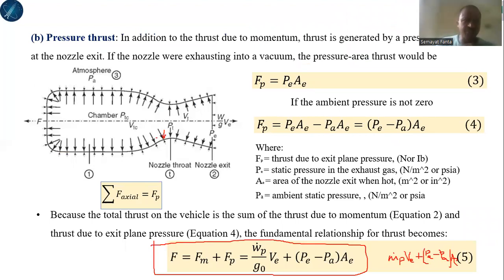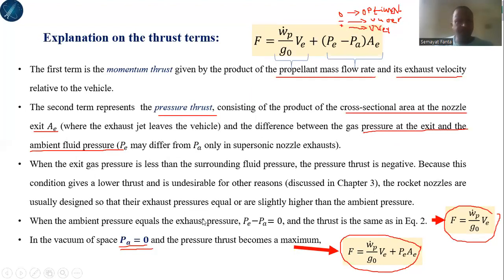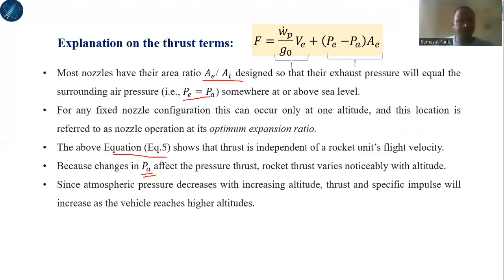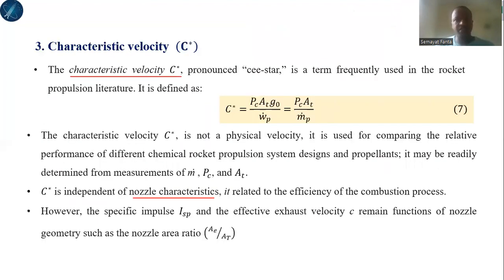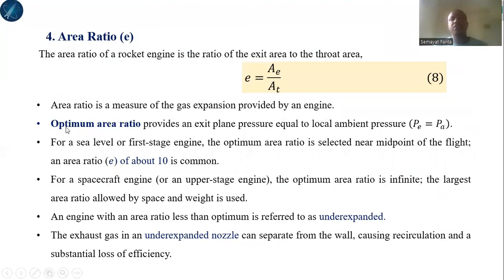So when we say area ratio, okay, so it is the measure of gas expansion provided by an engine. Okay, so optimum area ratio provides an exit plane pressure equal to local ambient pressure. Look, this is the condition. So when the exit pressure equals the local or ambient pressure, that we call optimum area ratio.